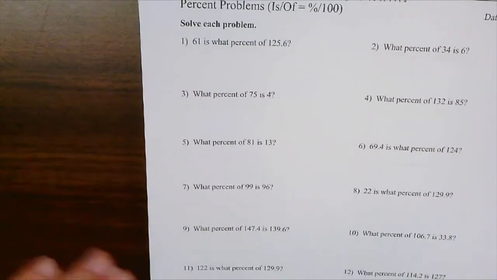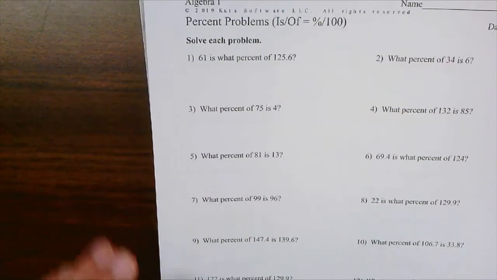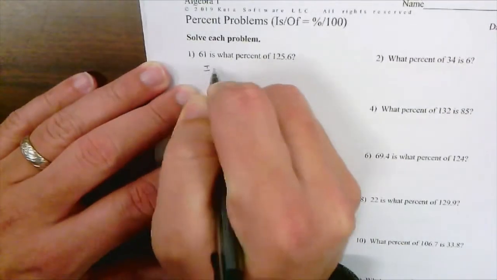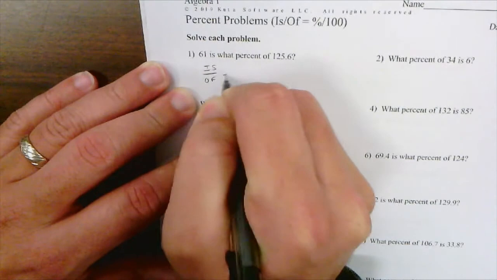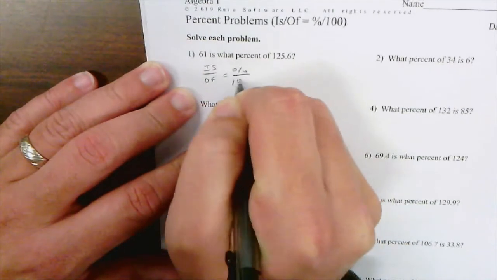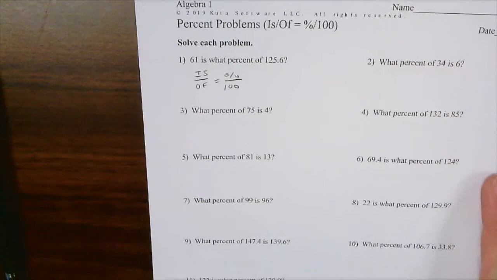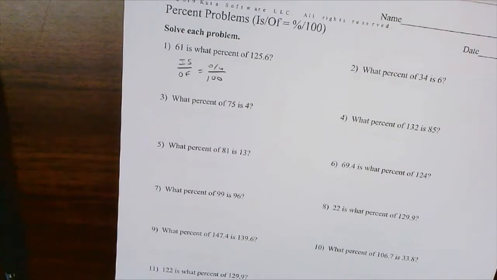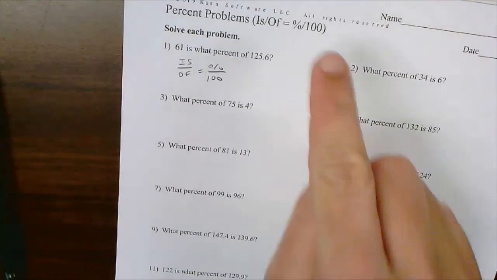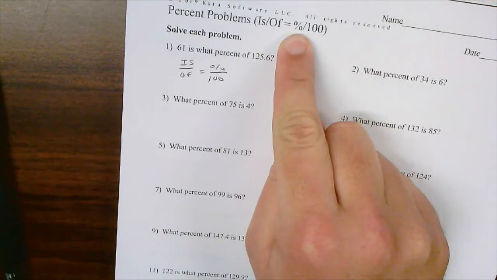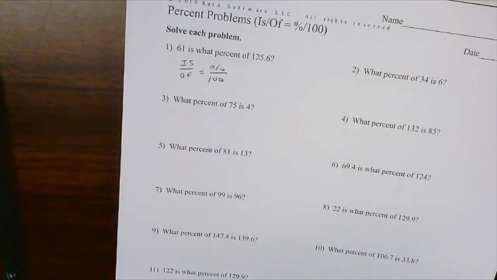So 1 through 12, all the same type problems. Remember, we're setting up is over of equals percent over 100. So we go into our sentence. Remember, we're looking for the percent sign. And if it's not there, then we're probably looking for the percent.